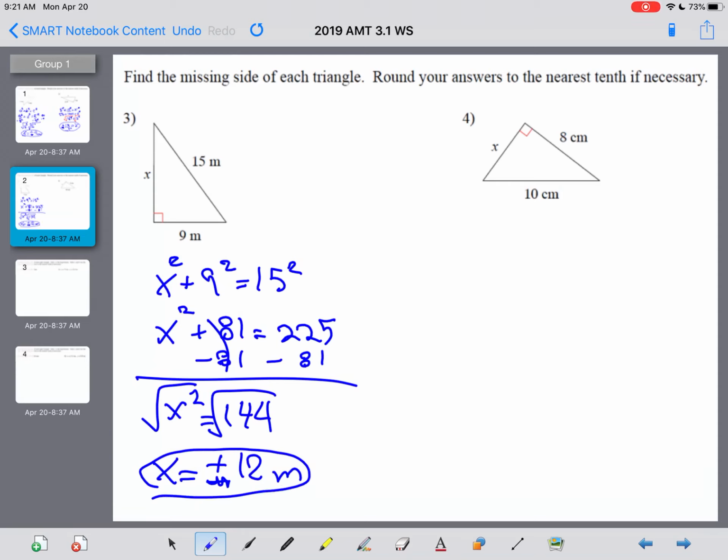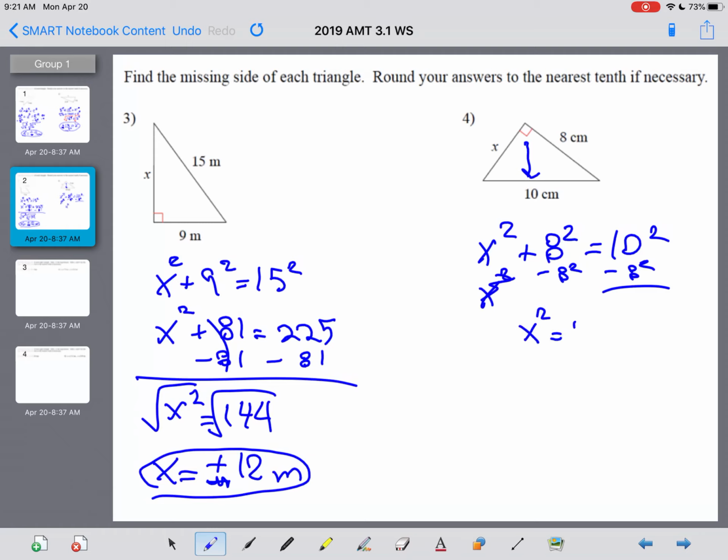Number 4, one leg, other leg, hypotenuse. Again, the hypotenuse is always across from the right angle. So I get x squared. I'm going to minus this over, and you can do that all on your calculator. So I get x squared equals 36. Square root step. Plus or minus 6, and we're talking centimeters.